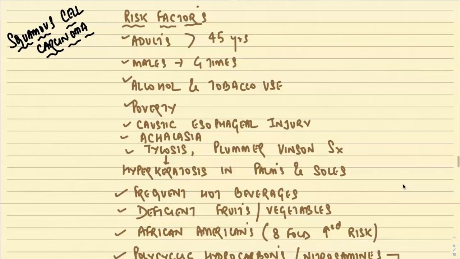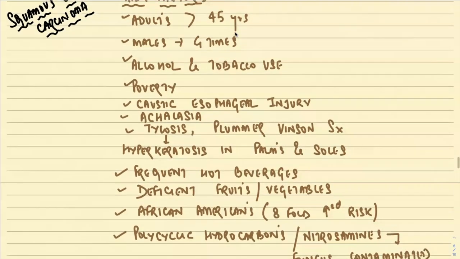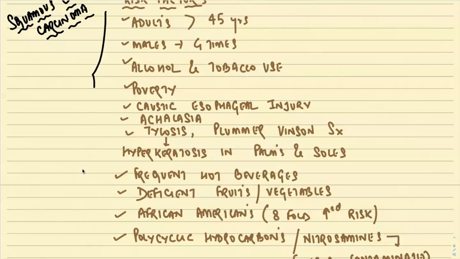So now we are going to see the other variety of esophageal carcinoma, that is squamous cell carcinoma. Very, very important. There are multiple risk factors for development of squamous cell carcinoma, and all these risk factors become very important from the exam point of view. All the MCQs, all the AIIMS pattern exams, NEET pattern exams, have MCQs from this portion. Usually squamous cell carcinoma involves adults more than 45 years of age.